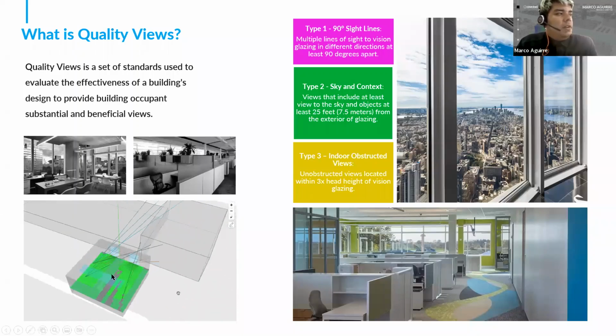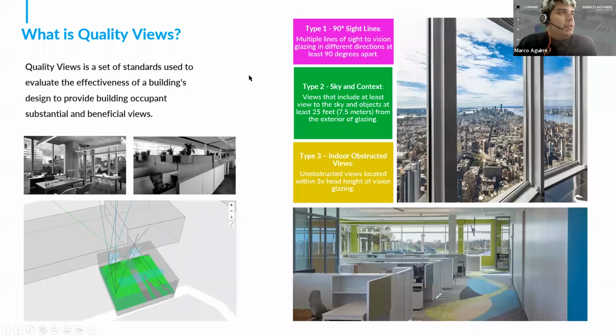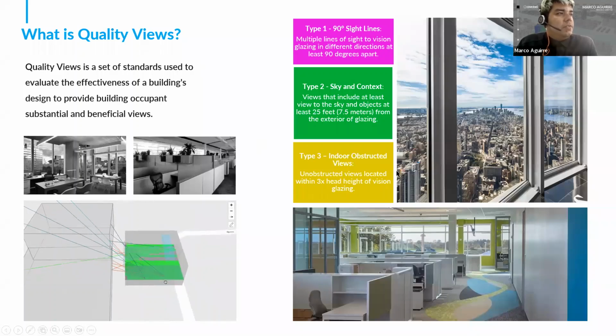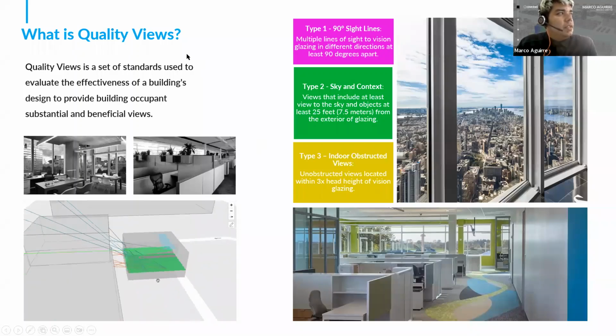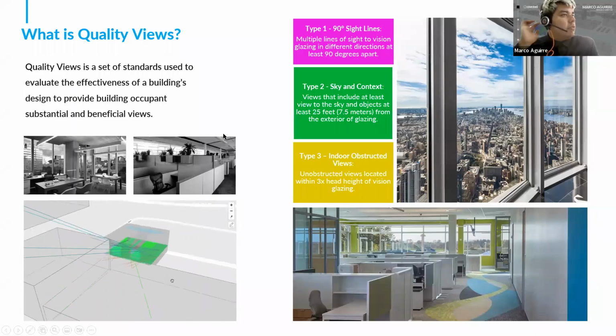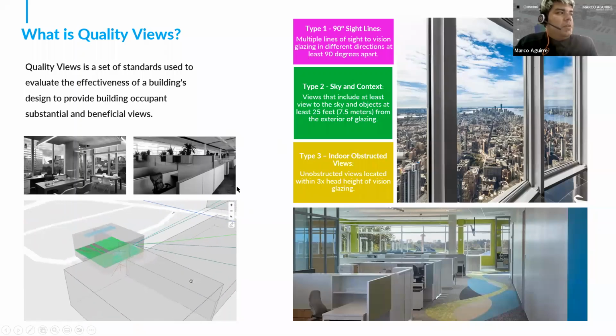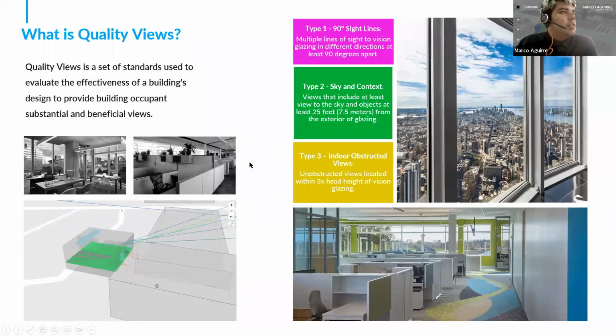Based on those different conditions, we're able to calculate 90-degree sight lines, sky and contacts, and obstructed views. And of course, this analysis type is one of those LEED credits that we've been able to help automate and then help document for the certification process.